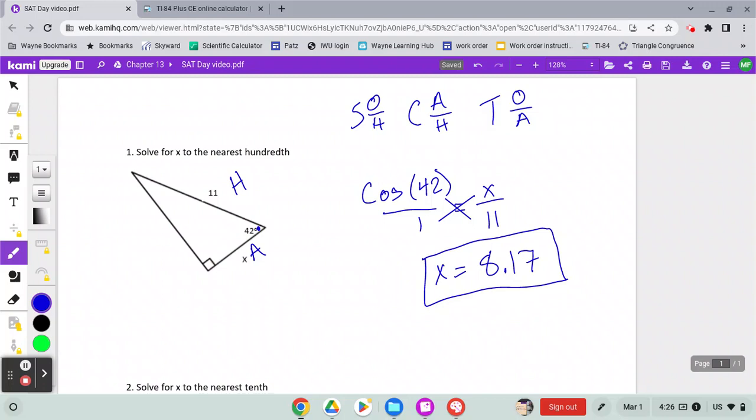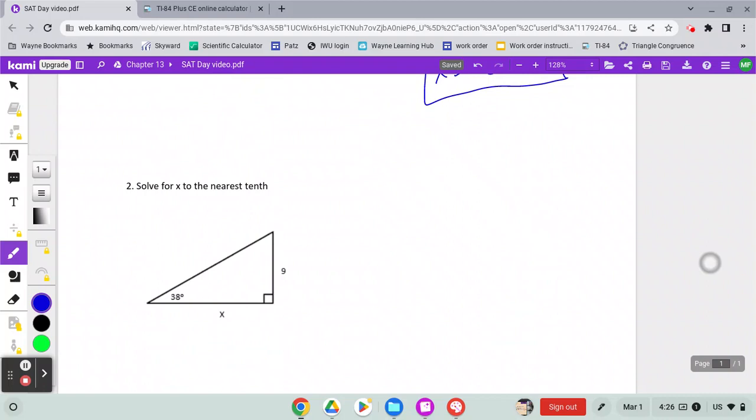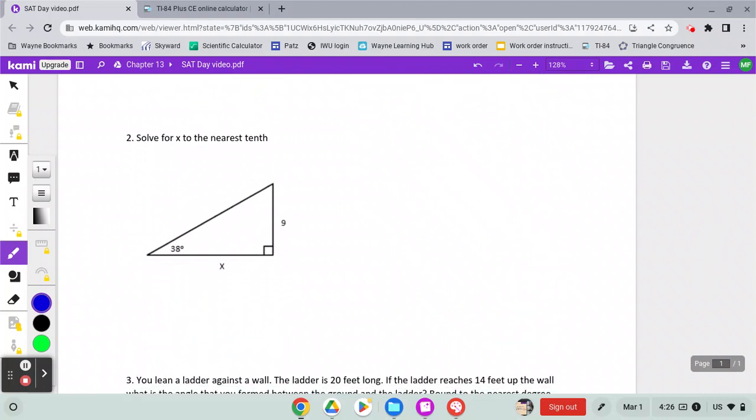All right, now the second problem we're going to look at here. Solve for x to the nearest tenth. Once again, we're finding a side, so we're going to use the normal sine, cosine, tangent. Okay, if my angle is over here, 38 degrees, this time 9 is my O, my opposite. x is my A, that's my adjacent. So O and A, SOHCAHTOA, O and A. So we're going to do the tangent, TOA, of our angle, which in this case is 38, all over 1, equals O over A, TOA, 9 over x.